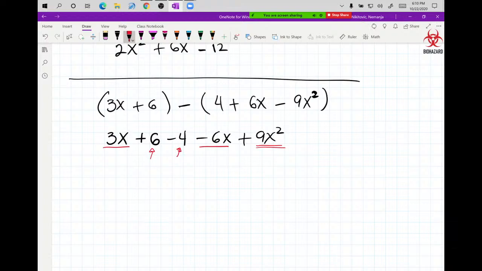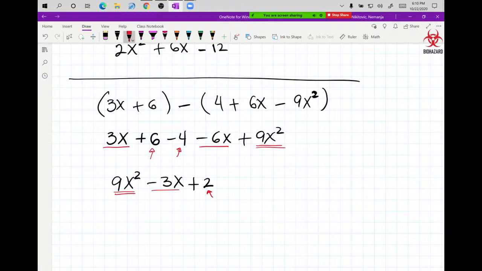Yes. Now, one piece of information: when you start writing your answer, you go in the order of the descending powers, descending exponents. So 9x squared is the first because it has the largest exponent. And then we go 3x minus 6x is minus 3x. And then at the end plus 2. So always in the order of the descending power. So this is this one, this is this one, and this is the one with the arrow.